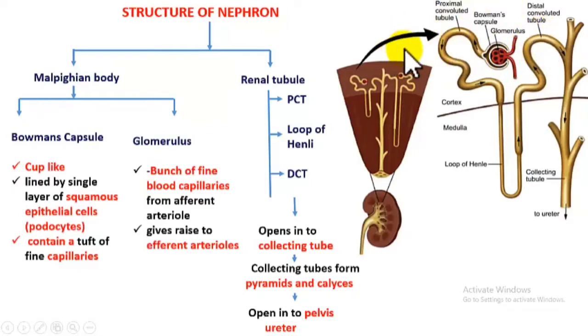So understood, right? There are three regions in the renal tubule: PCT, loop of Henle, and DCT. Finally, this DCT opens into a big pipe-like structure again, and this is called the collecting tubule. If you see here, this is the collecting tubule. So many nephrons are connected to this collecting tubule, which pour the filtrate of the blood, that is urine, into the collecting tubule. From the collecting tubule, it goes into the calyces.